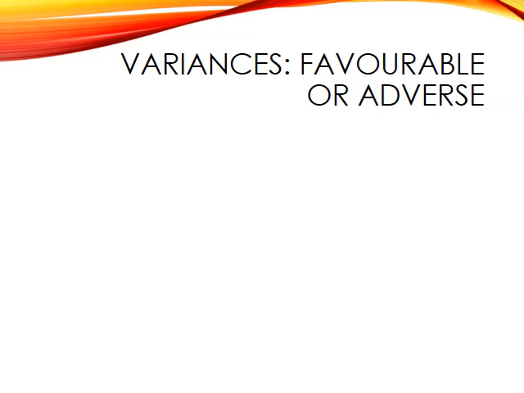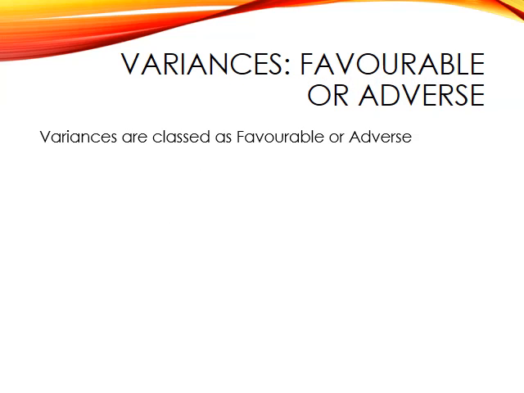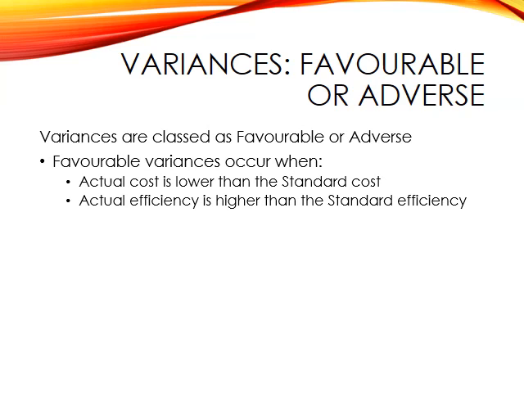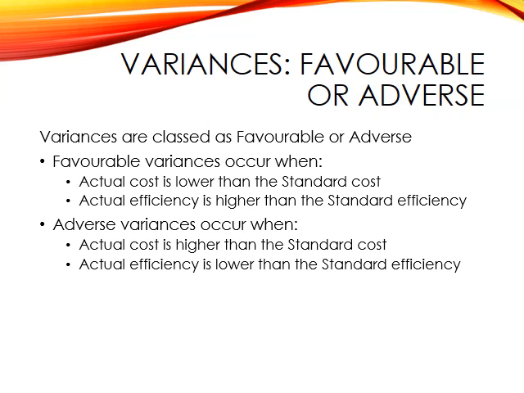When we look at our variances, these can be either favourable or they can be adverse. Favourable variances occur when our actual costs are lower than standard or where our efficiency is better than standard. So basically it's where we've performed well. Adverse variances occur when our actual cost is higher than our standard cost and our actual efficiency is lower than standard efficiency. So basically we're saying adverse variances occur when we've performed poorly.